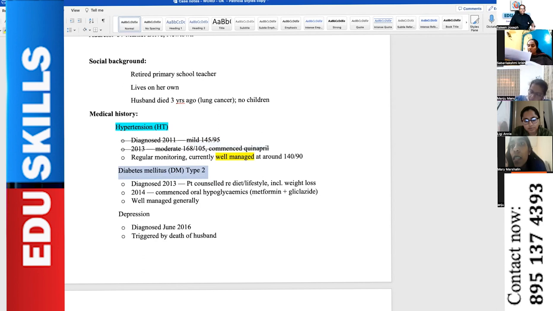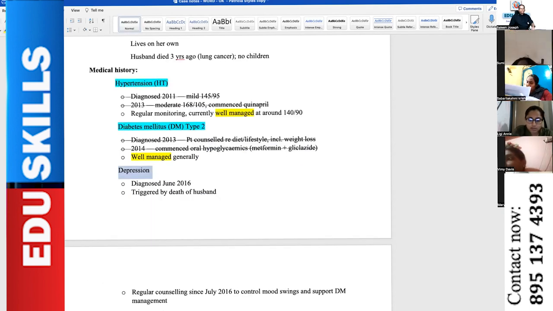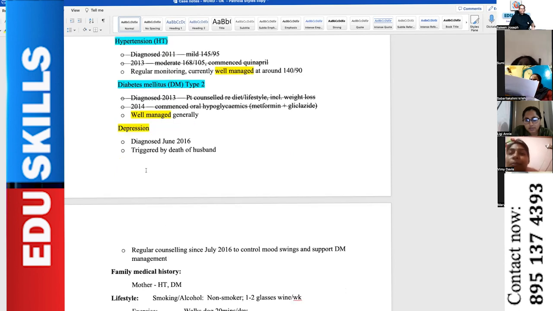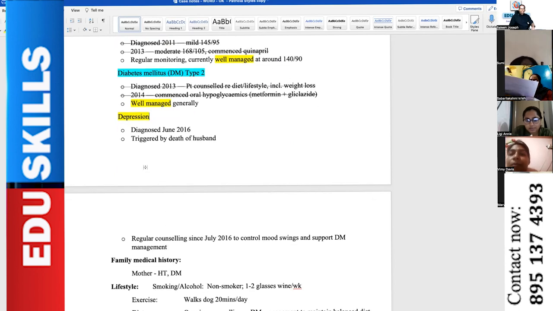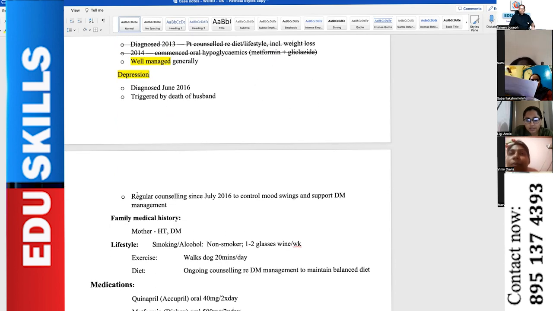Again, it says well managed. Well managed means you don't require further details of these things. Yes. It's already well managed, so that becomes outdated information. Depression. Do we require depression? Yes, semi-relevant. Semi-relevant we can keep. Yeah, I kept it semi-relevant.